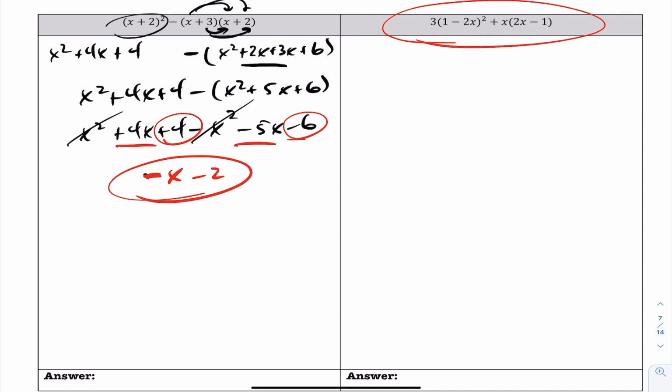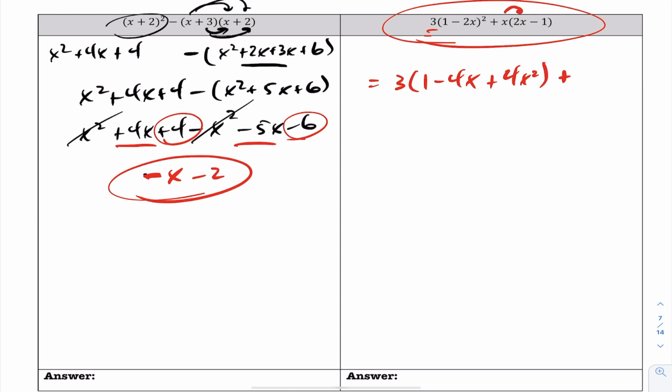Let's go ahead and take care of the next question here. So for the next question, we square the first. Again, the 3 is along for the ride, so we're going to write that back down. And we've got you square the first. First times second times 2 gives us negative 4x. And square the last, we get positive 4x squared.